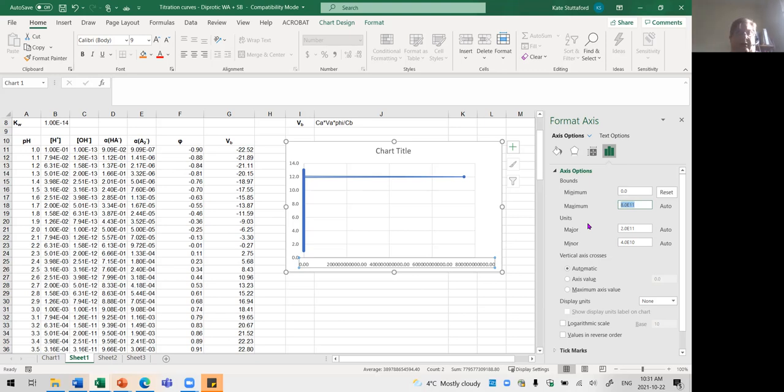50, 100, somewhere in that range is probably good. You can always make it smaller later if you need to. Hey, now it looks like a titration curve. That's pretty good. I like that. We just have this line going back across because we're going from that hugely positive number to negative. And so we can get rid of the negatives.